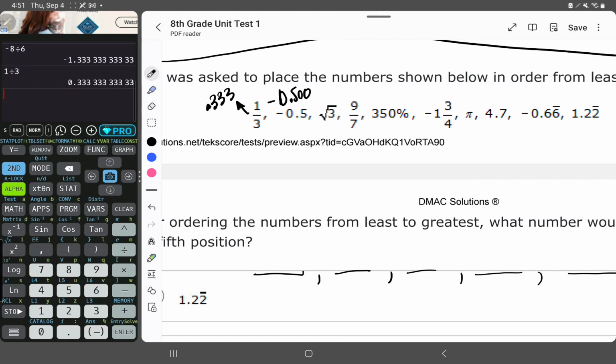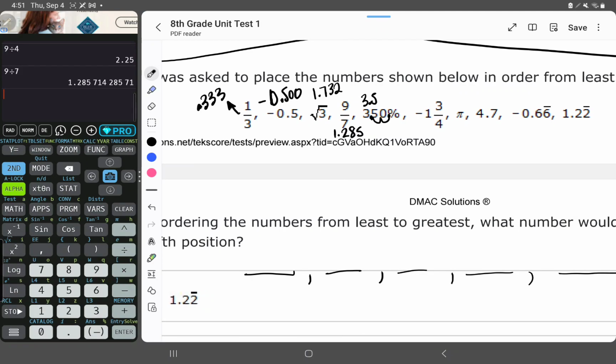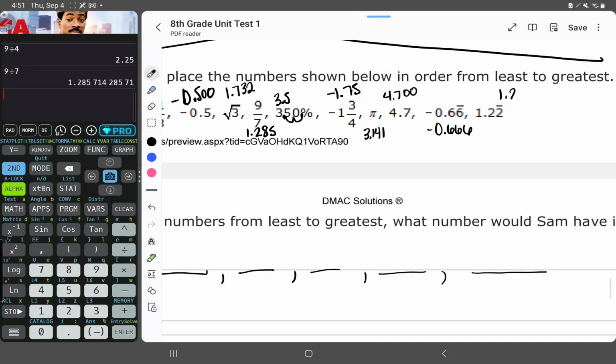Then we have the square root of 3, which we'll rewrite as 1.732. Then we have 9 divided by 7, which gives us 1.285. 350%, we take the decimal and move it over twice, and that gives us 3.5. Then we have -1 and 3/4, which gives us -1.75. Pi is 3.141. 4.7 is 4.700. This would be -0.666. And this would be 1.222.